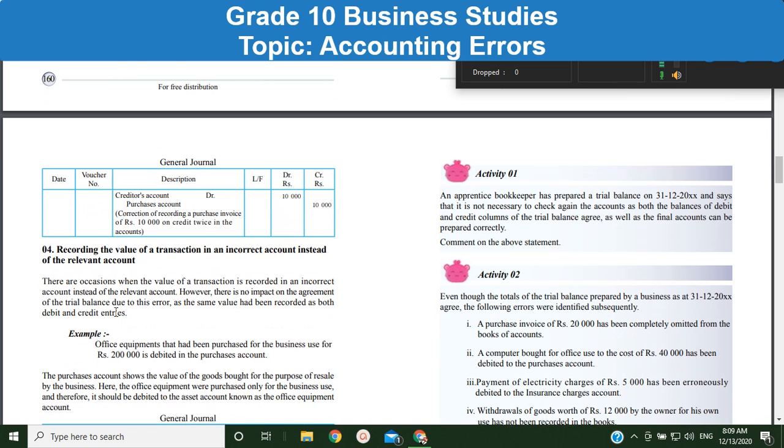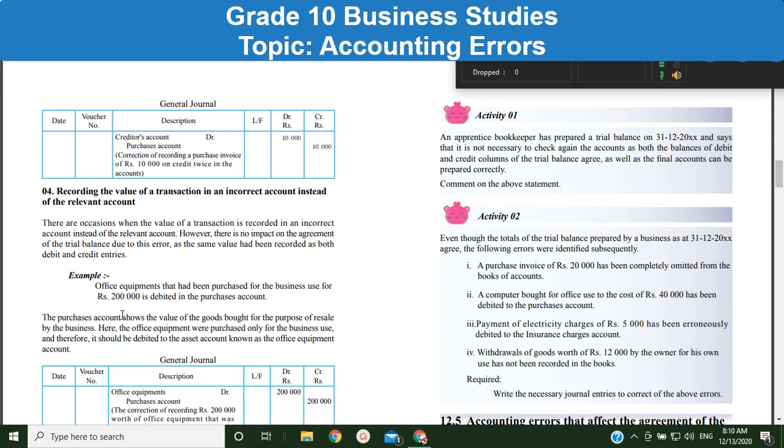Right. Now go for the fourth one: recording the value of a transaction in an incorrect account instead of the relevant account. Correctly recorded but in the wrong account. That's also possible. If it is a sale, it should go to sales. Instead, if you write it in commission, then it's a mistake. If it is a purchase, it should go to purchases. If you write it in office equipment or another fixed asset account, it is the correct side but the wrong account. So we have to move that from the wrong one to the correct one. So that part you have to do correctly. These are human errors.